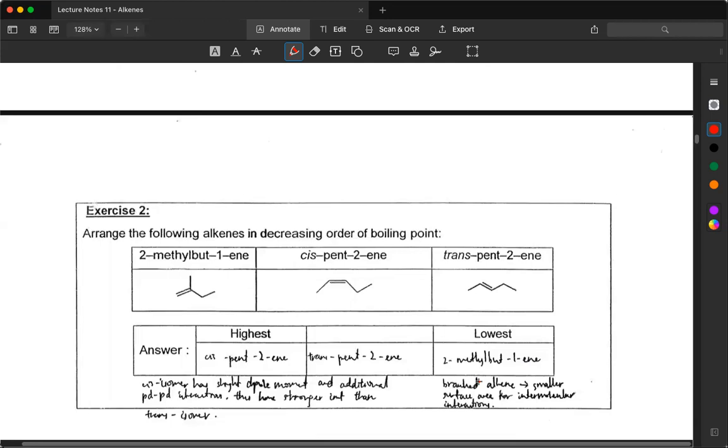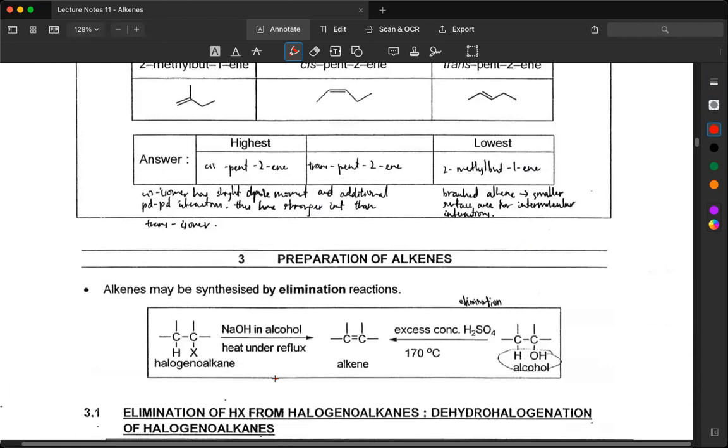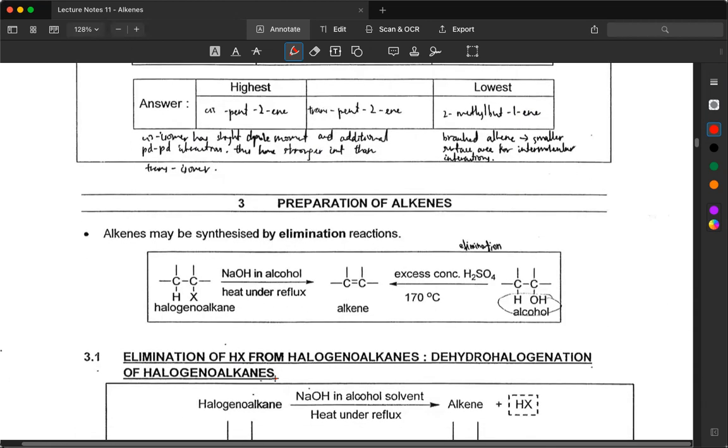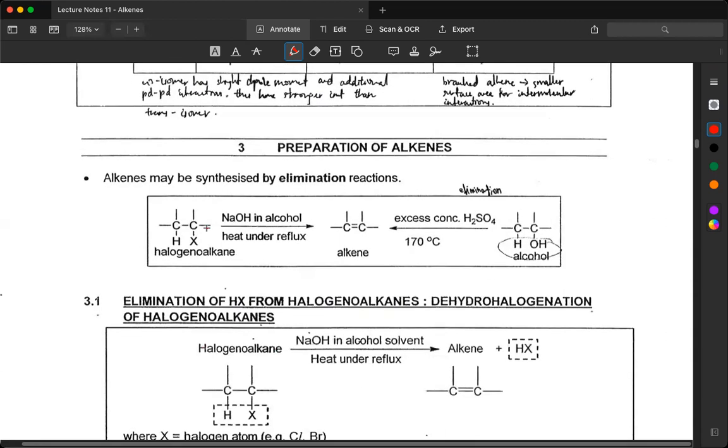So the ID-ID interactions are weaker, hence requiring less energy to overcome, explaining the lowest melting point among the three. As explained earlier, the cis isomer has a slight dipole moment and additional PD-PD interactions, which result in stronger interactions compared to the trans. To prepare alkene, we can use the elimination method.